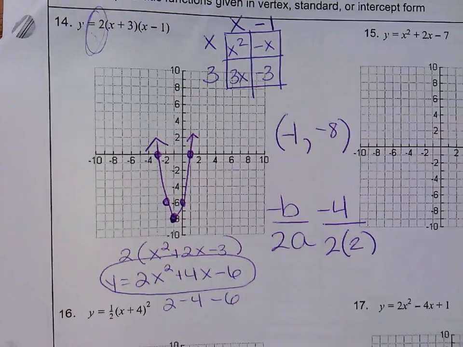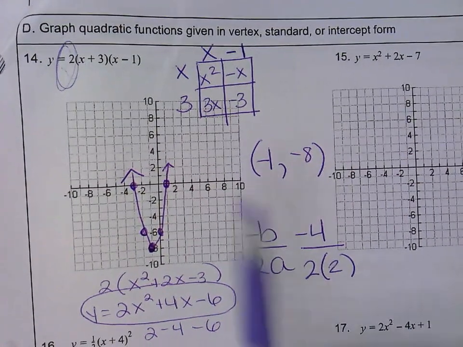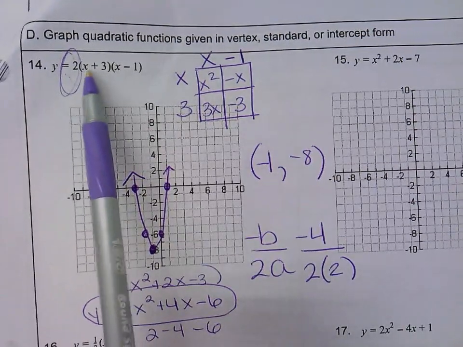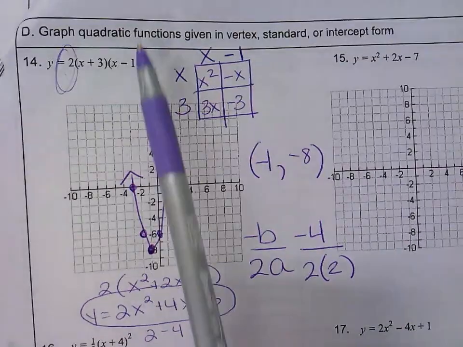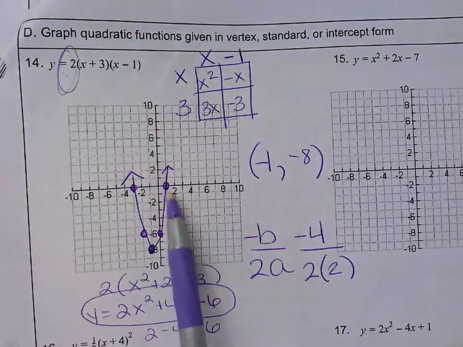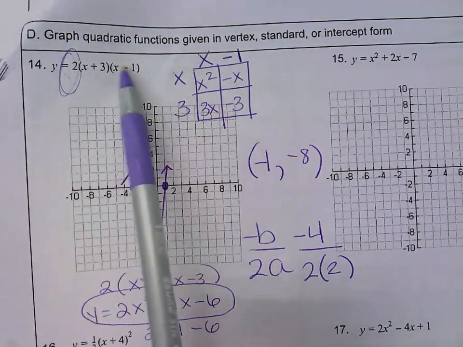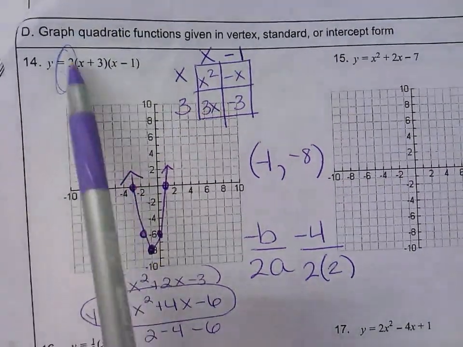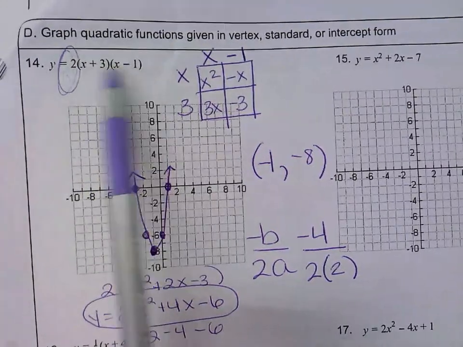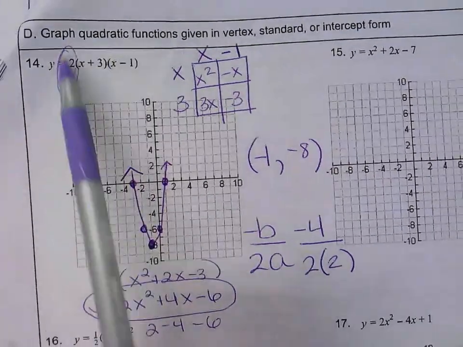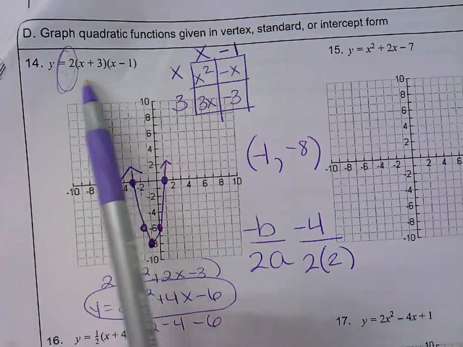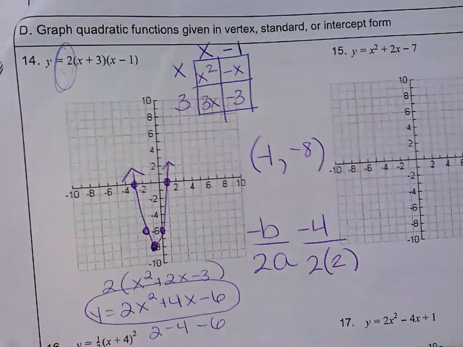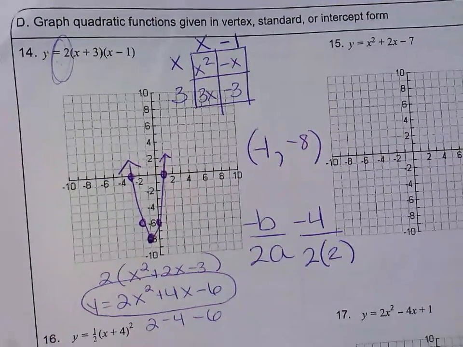And I didn't show you intercept form, but guess what? -3 is one of the x-intercepts. +1 is the other x-intercept because 1 minus 1 gives you 0. And -3 plus 3 gives you 0. So that's why those are the x-intercepts, and that's called intercept form, but we're not assessing on intercept form. So you can try 15 and 17 in a minute.